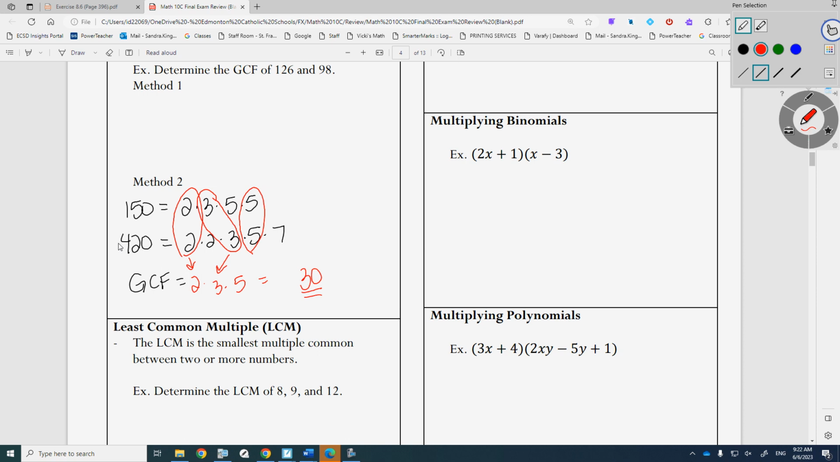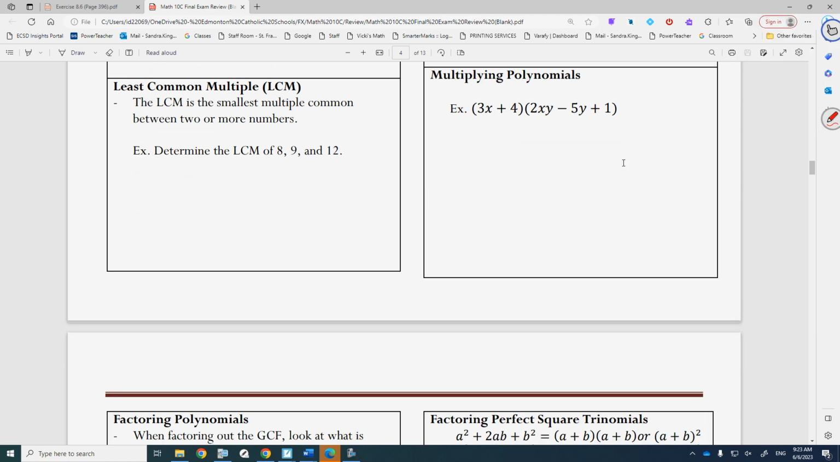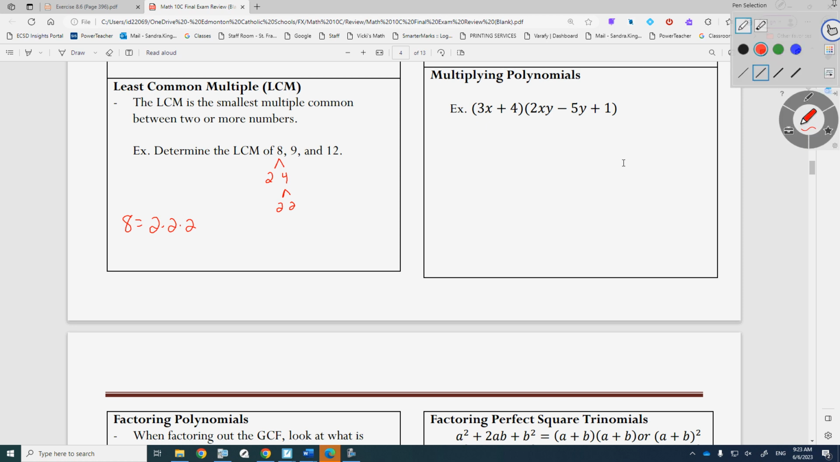Okay, LCM. Let's see if you remember how to do a lowest common multiple question. Let's break down 8. 8 is 2 and 4, 2 and 2. So 2 times 2 times 2 would give you 8. The prime factorization of 9 is 3 and 3. Now the prime factorization of 12: we would get 2 and 6. 6 divided by 2 is 3. So 12 would give us 2 times 2 times 3.